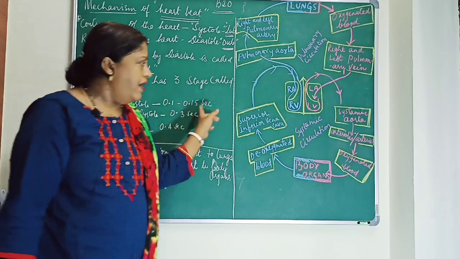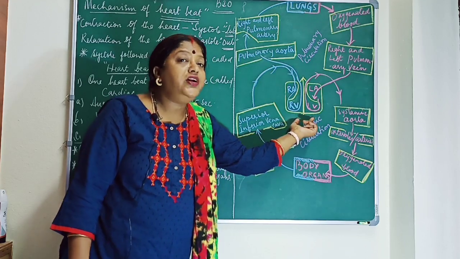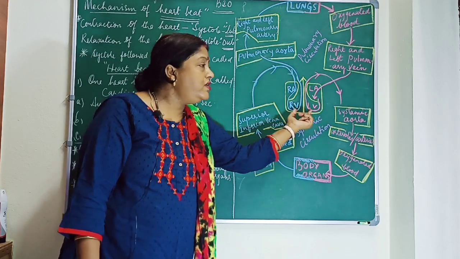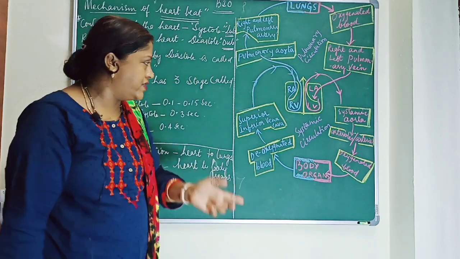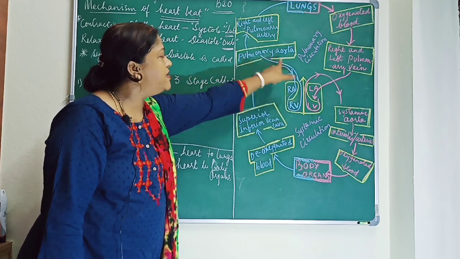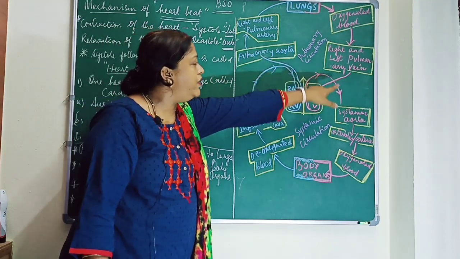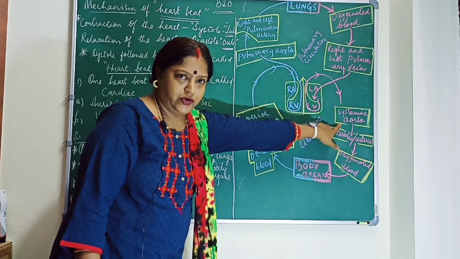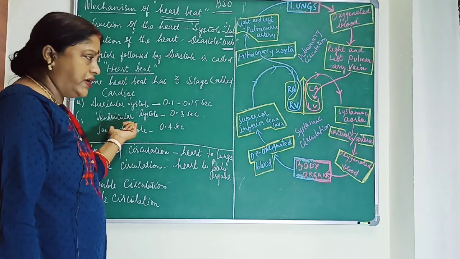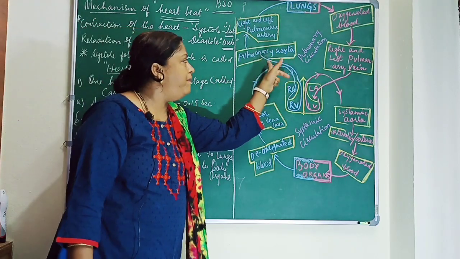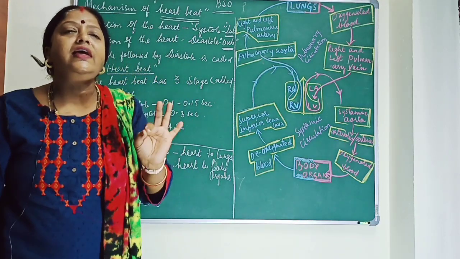Then both the ventricles contract. This is the second stage, called ventricular systole. Both the ventricles contract and pump the blood into the blood vessels. The right ventricle pumps the blood into the pulmonary aorta, and the left ventricle pumps the blood into the systemic aorta. This is completed in 0.3 seconds.